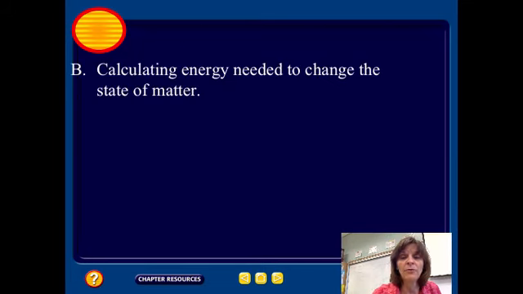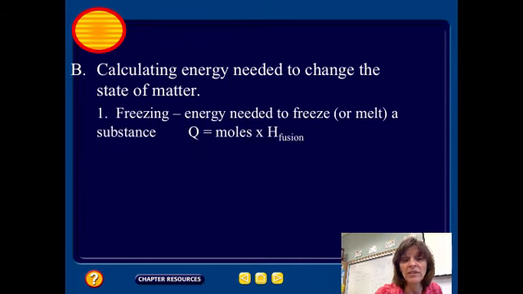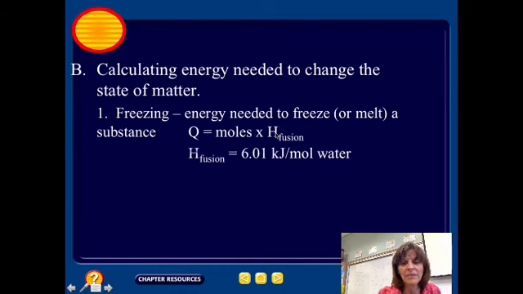So if you want to calculate those energy changes, you would have to know how to calculate the Q values during a phase change. There's no temperature change, so we can't use the equation that we had. So for freezing, the energy needed to freeze or melt a substance is equal to the moles of the substance times the heat of fusion. Okay, looks a bit like the freezing point depression calculation. The heat of fusion is 6.01 kilojoules per mole of water.